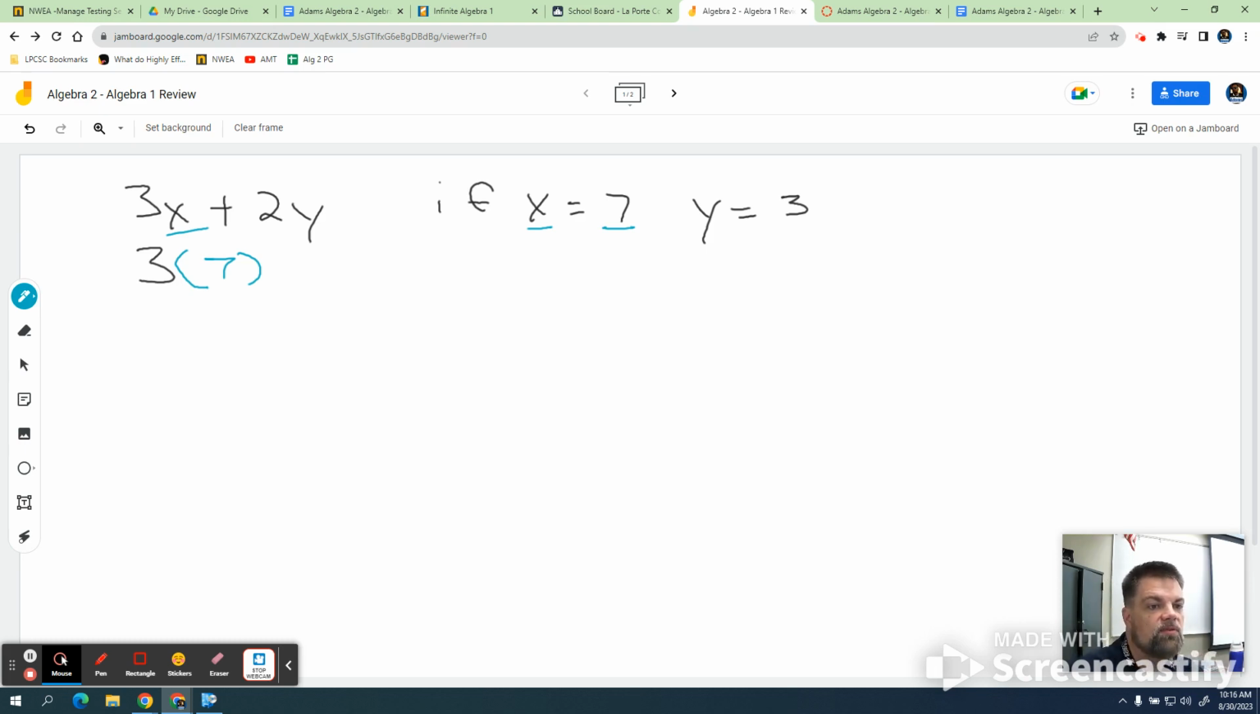So I'm just going to put 3 parentheses 7 plus 2 parentheses, and same thing with the y. Wherever there is a y, I'm just going to plug in the value of 3 for y. So I'm going to say 2 times 3. So what is the 3 times?